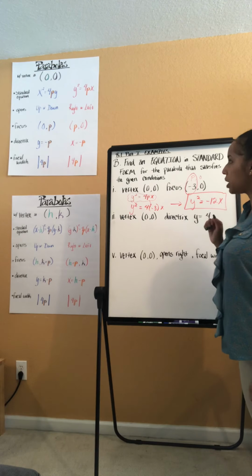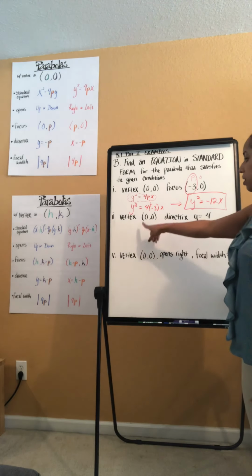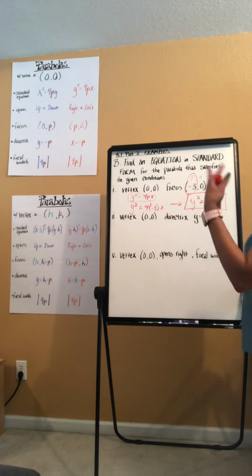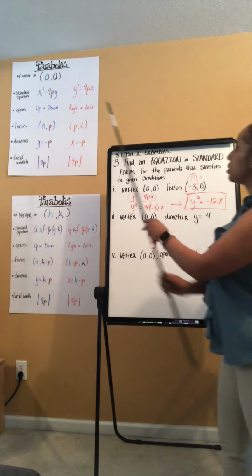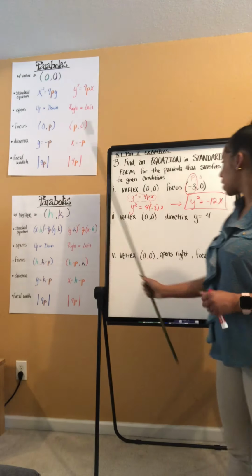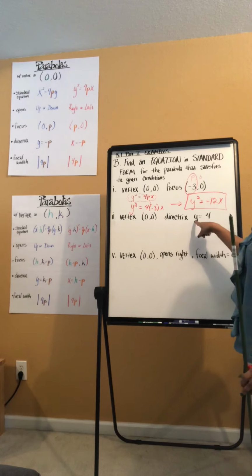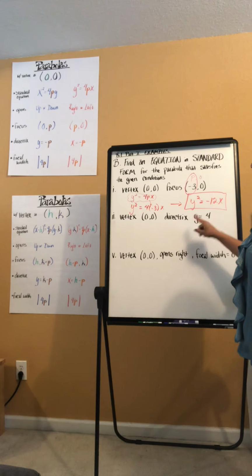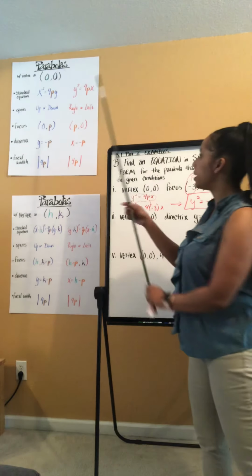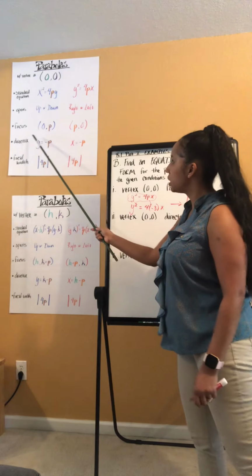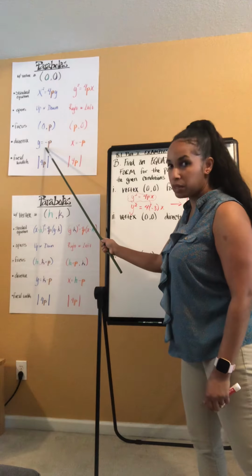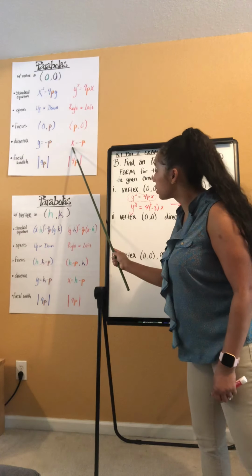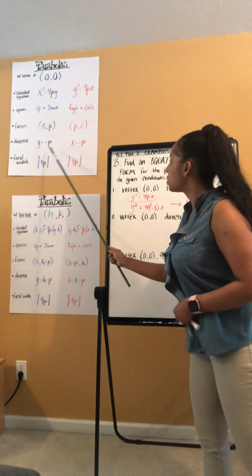So I'm done with B1, on to B2. Again, the vertex is 0, 0, still up on the first page up here. And I have my directrix is y equals 4. The directrix is y equals. I'm on the blue side because on the red side, the directrix is x equals, correct? So I'm on the blue side.